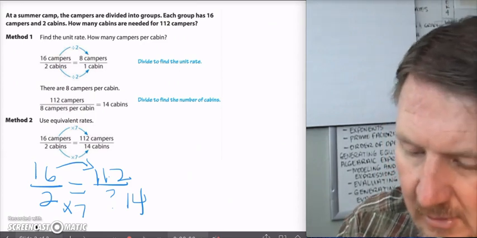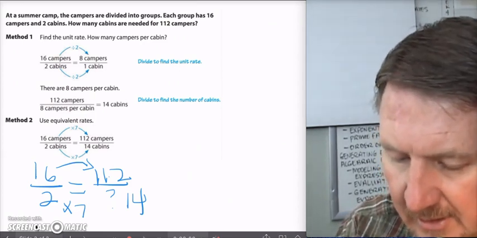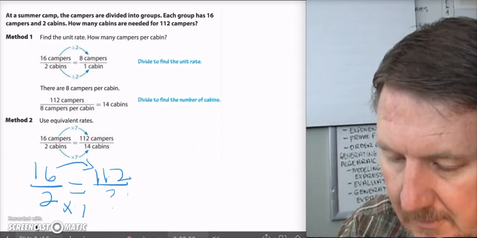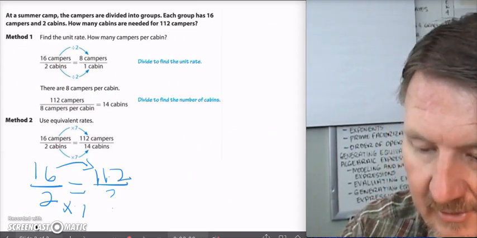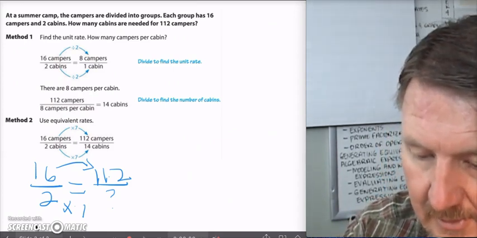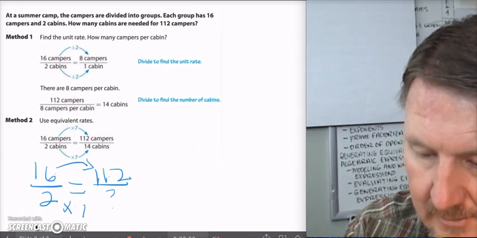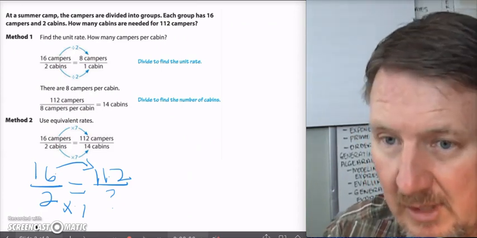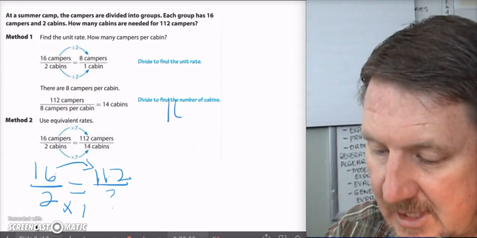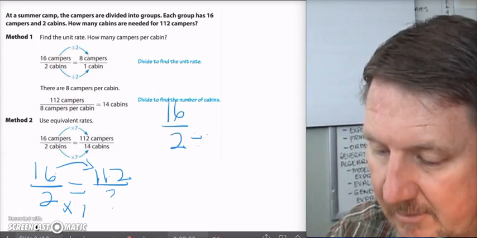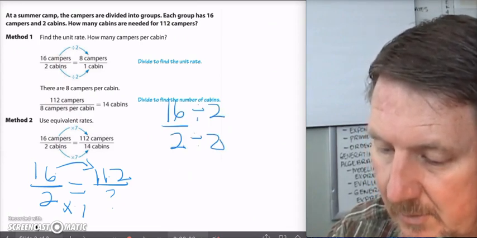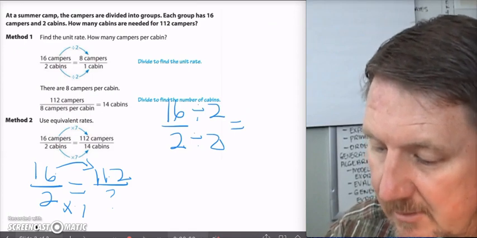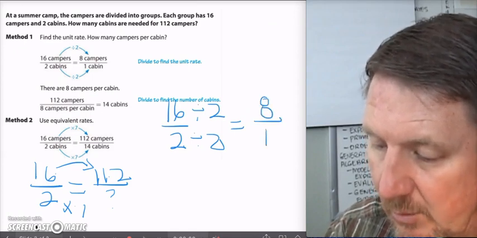Okay, so, but the variation that I put on this, all right, the variation that I put on this, let me see here. All right, let me just write. Okay, so I will find the unit rate. That's my goal. I want to find the unit rate. So I say 16 campers for 2 cabins. I want to divide both these by 2. Okay, and that gives me 8 campers per 1 cabin.